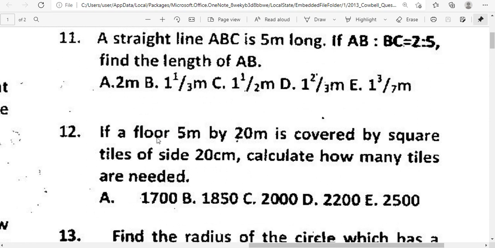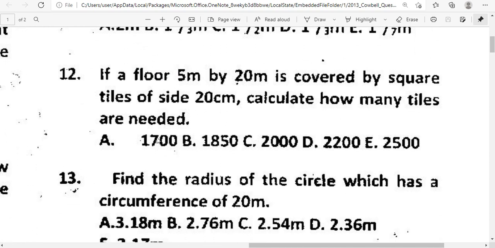Option E, 1 and 3 over 7 meters. Number 12. Take the stuff to the next seat, please. Is that already good? Read again from the beginning. I like that you took initiative. If a floor 20 meters by 20 meters is covered by square tiles of size 20 centimeters, calculate how many tiles are needed. Solve.